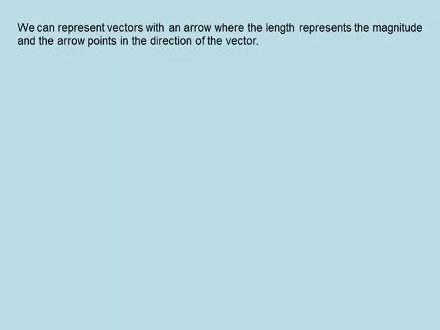We can represent vectors with an arrow, with length representing the magnitude, and the arrow points in the direction of the vector. You'll be familiar with drawing forces like this at Key Stage 3.